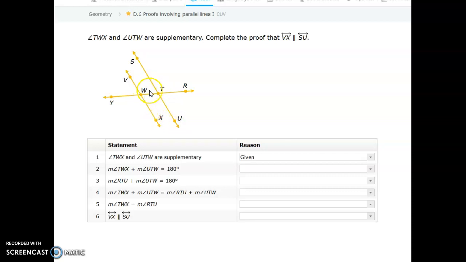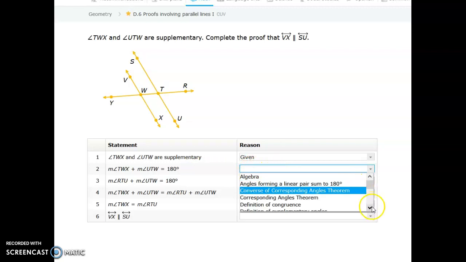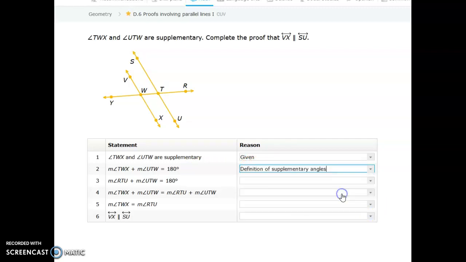Okay, so TWX and UTW, we know that they equal 180 from this line right here because we know that they're supplementary. Okay, that was given to us that they're supplementary, and that's what supplementary means. It means that they add up to 180. So we're able to say this because of the definition of supplementary angles.